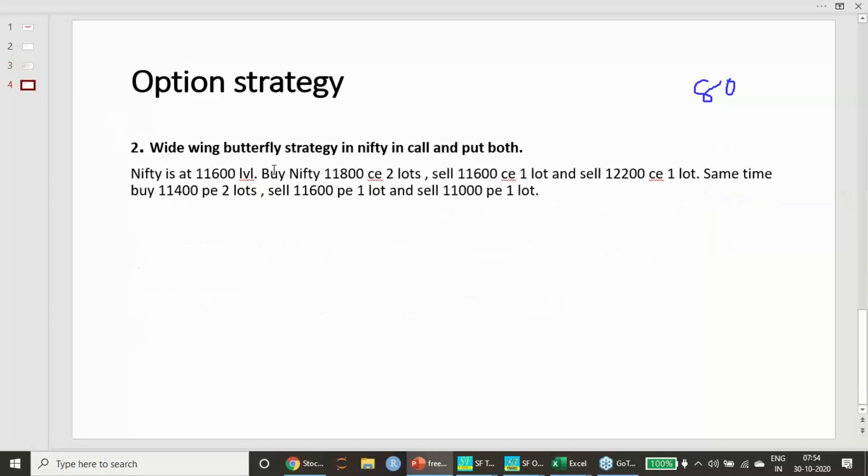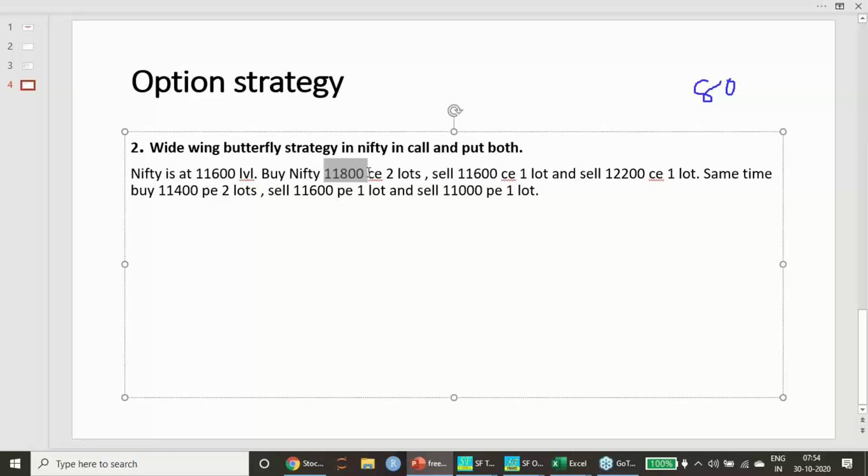Second strategy I am suggesting here is the wide wing butterfly strategy in the Nifty call and put both. When we talk about the wide wing butterfly strategy, Nifty is at 11,600 level. So what you have to do here: 11,600 call option sell one lot, buy 11,800 call two lots, and 12,200 call you sell one lot. So the spread between your buy and sell is 200 points here. However, from 11,800 to 12,200, it is a 400 point spread. So that makes it a wide wing call butterfly.